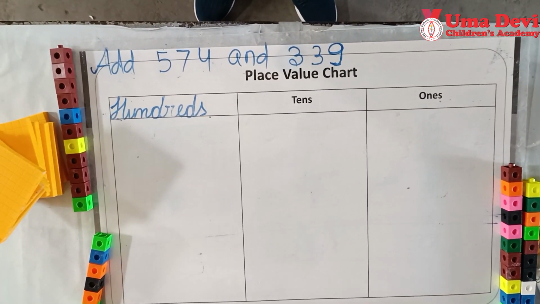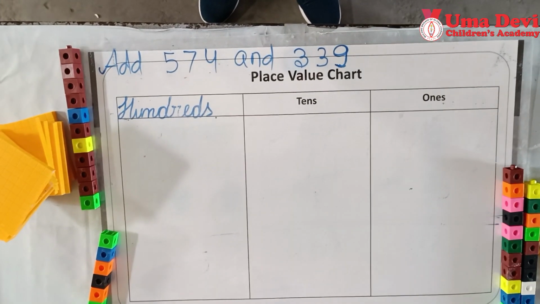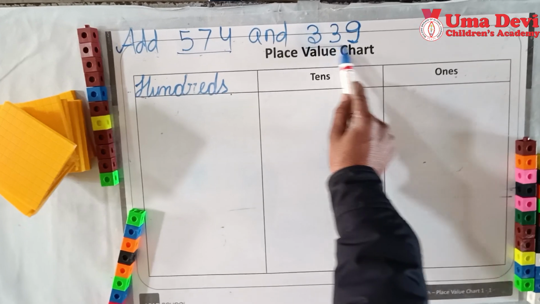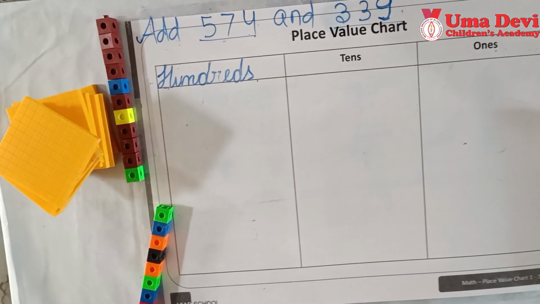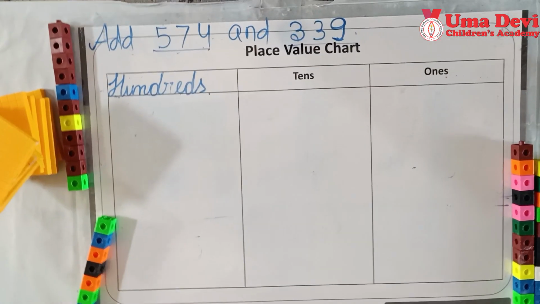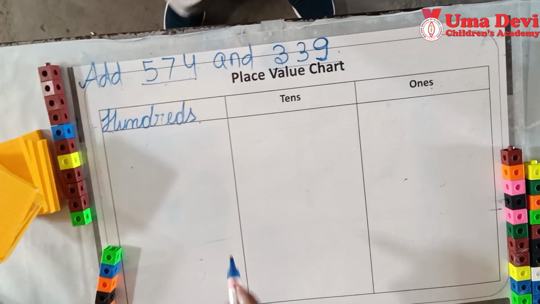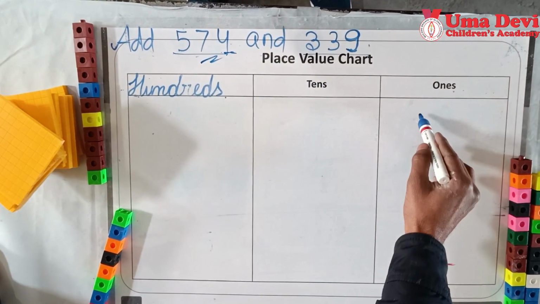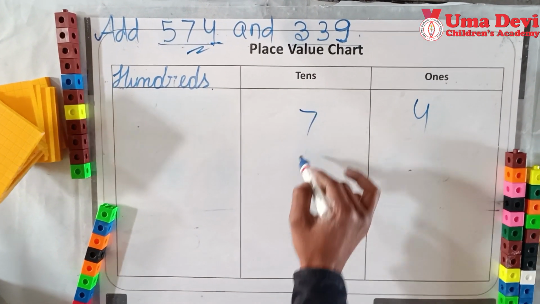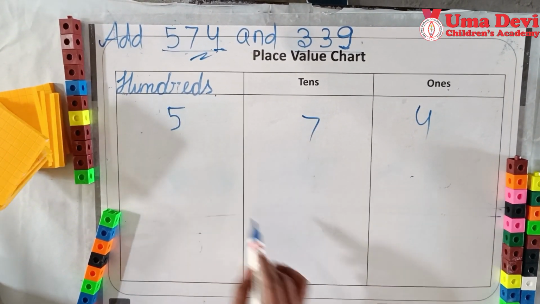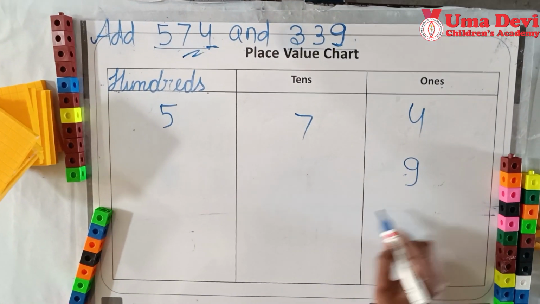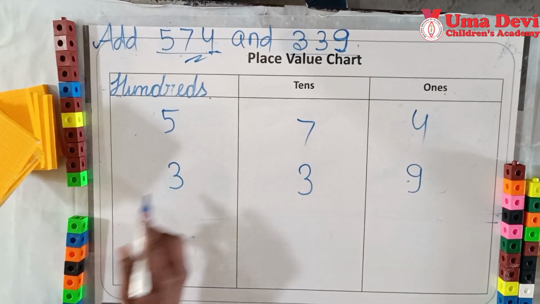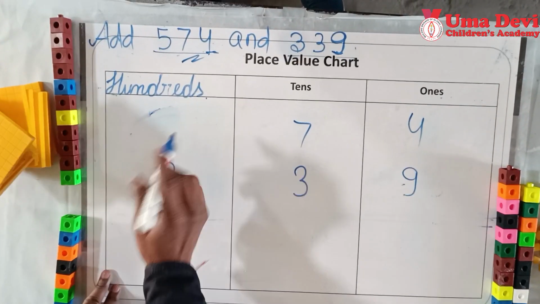So now we will add 3 digit numbers. So our question is 574 and 339. We have to add these numbers. So look at this. How do we write these numbers? First, this is the bigger number, so we write it at the top. So where will 4 come? 4 will come here, and 7 in this, 5 in this, and 9 will come in this, and 3 here, and 3 will come in this. Okay, right.